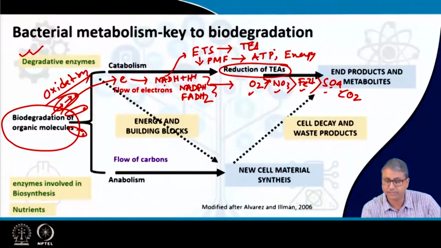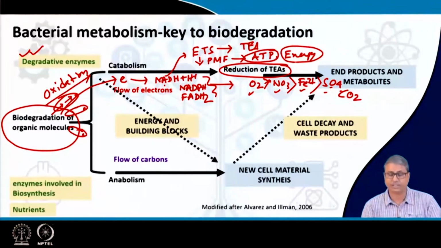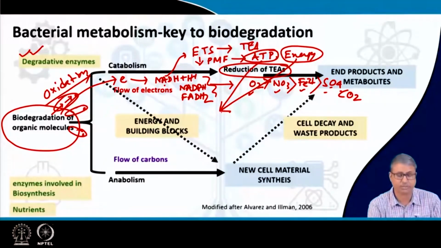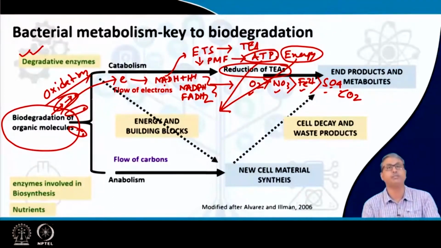Now, this energy or the other transmembrane energy, as well as the different small intermediates which are produced during the breakdown process, because when the oxidation process is happening, the electrons are taken out, but on the other side we have the molecular breakdown happening.